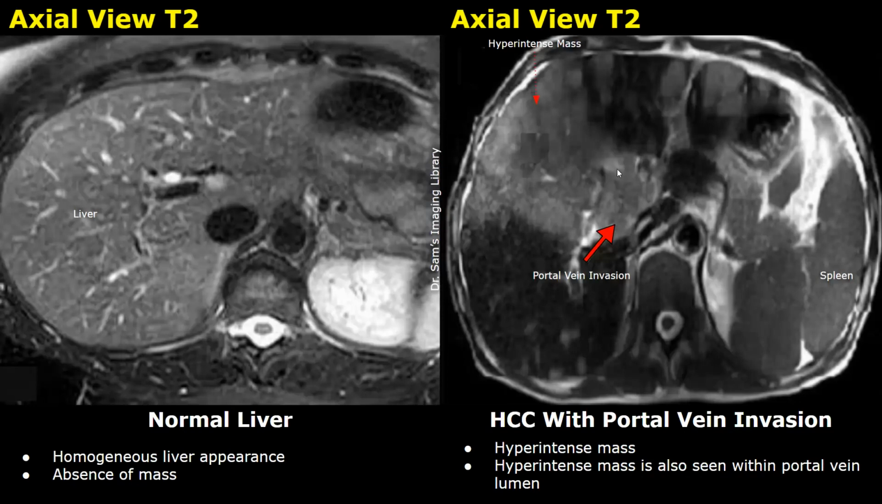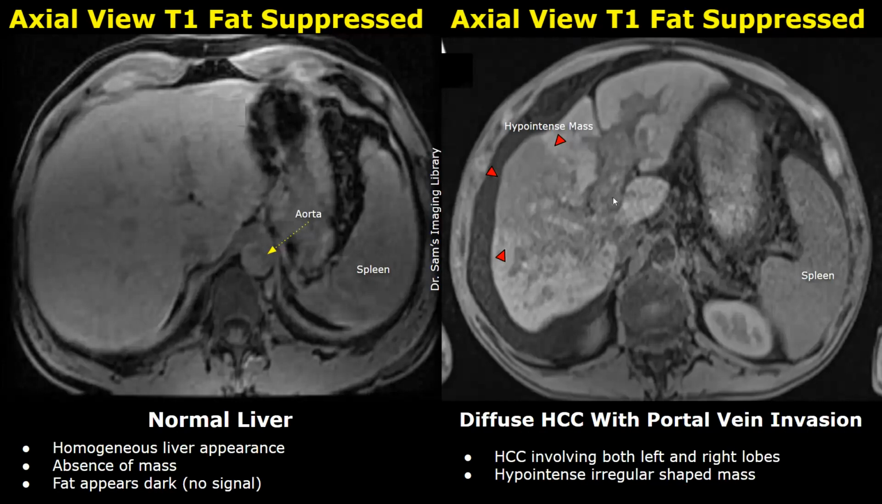These are T1 fat suppressed images, which means the fat tissue will appear black. We get no signal from the fat tissues. The image on the right is a diffuse hepatocellular carcinoma with portal vein invasion. Diffuse hepatocellular carcinoma occurs when both the right and left lobes of the liver are involved. There is no focal mass. Instead, there is an irregular shaped mass.